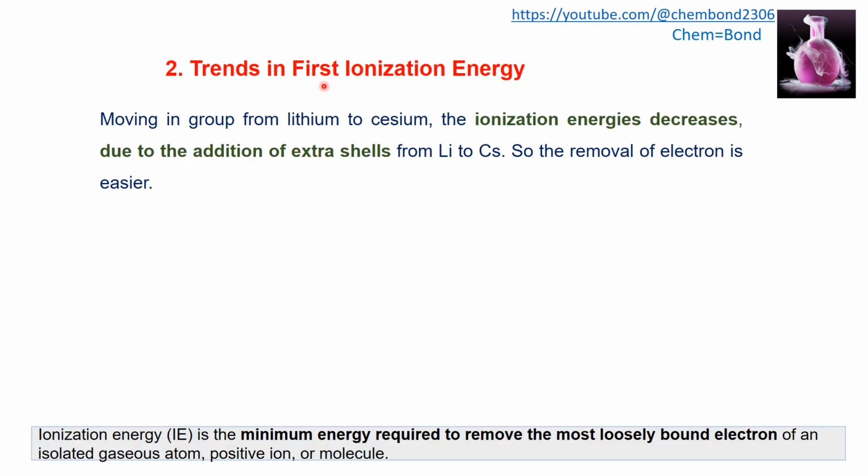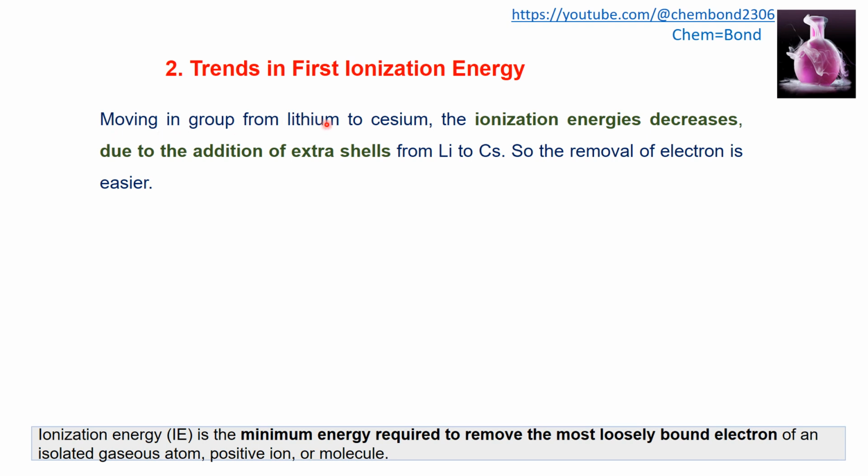The second trend is in first ionization energy. What is meant by ionization energy? It is the minimum energy required to remove the most loosely bound electron of an isolated gaseous atom, positive ion or molecule. So when energy is given to the gaseous atom, ion or molecule, it will lose its most loosely bound electron. This energy is known as ionization energy. Remember, all these species will be present in gaseous form.